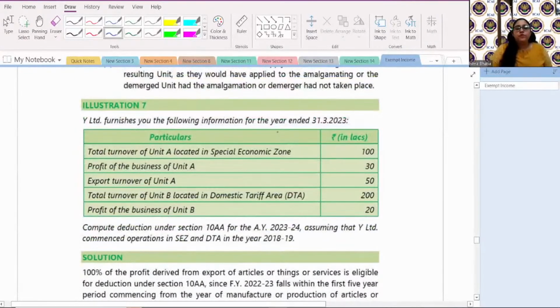Y Limited furnishes the following information for the year ended 31st March 2023. Total turnover of Unit A located in Special Economic Zone is 100. Profit of the business of Unit A is 30. Export turnover of Unit A is 50. Total turnover of Unit B located in Domestic Tariff Area 200. Profit of the Unit B is 20. Compute the deduction allowed. See here the word deduction is used. Under section 10AA for assessment year 23-24, assuming that Y Limited commenced operation in SCZ and DTA in the year 1819.